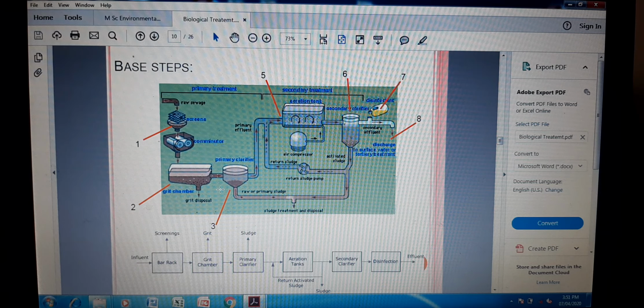So this is a very simple flow chart where the biological treatment is given. So biological treatment is in this particular space. Okay, aeration tank.